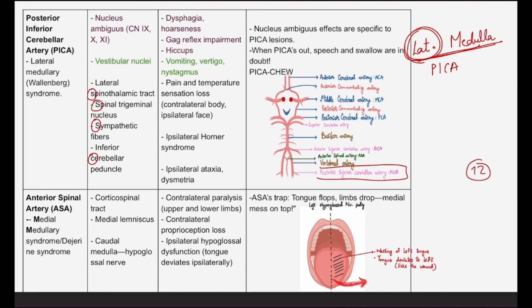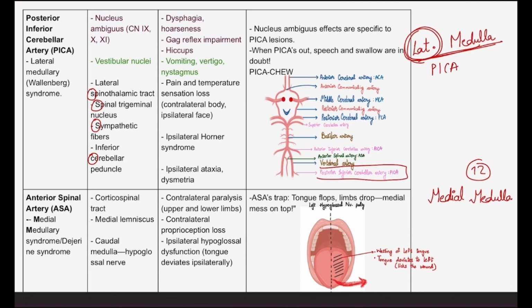So, you know that this is located in the medulla only. It's the last number, so it's in the medulla. And it must be medial because it's divisible by 12. So, we are dealing with medial medullary syndrome.